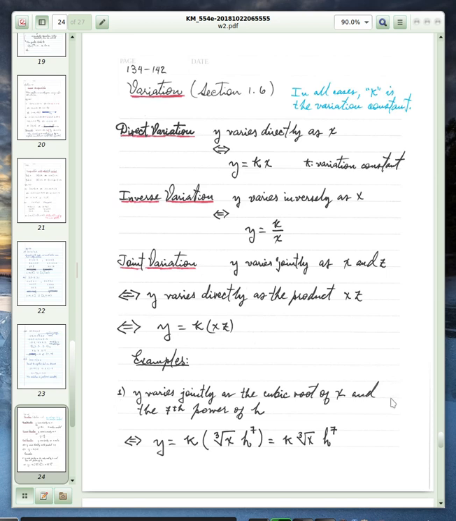Example 1: y varies jointly as the cubic root of x and the 7th power of h. Well, that means we can write it like this: the cubic root of x, the 7th power of h, and k times that product.